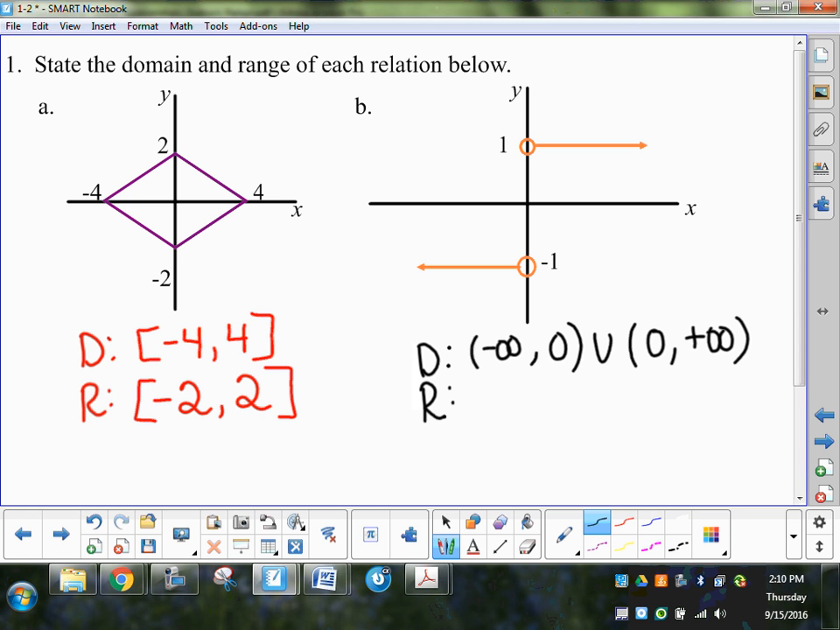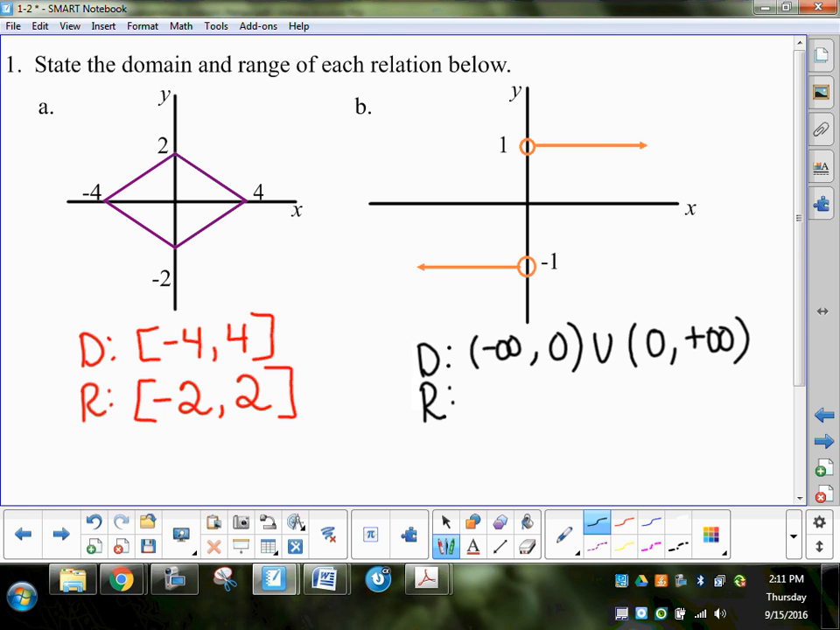Now the range is more interesting, because this is a real push as well. Look at the output values that you're given. Tell me what you think our range on this would be.